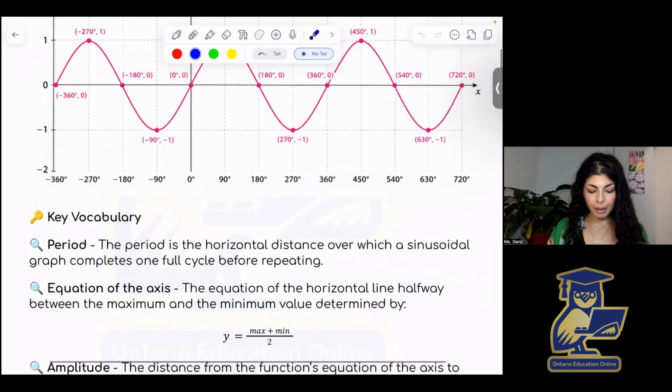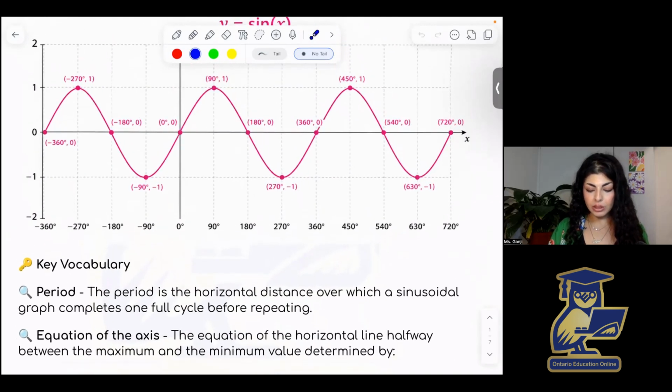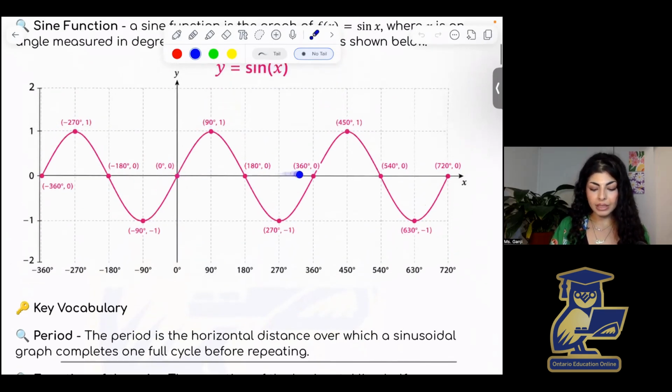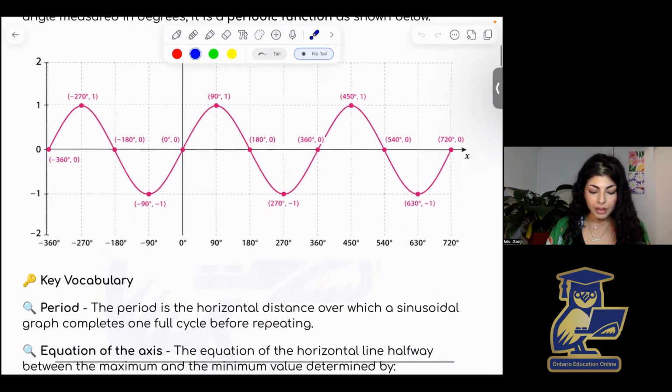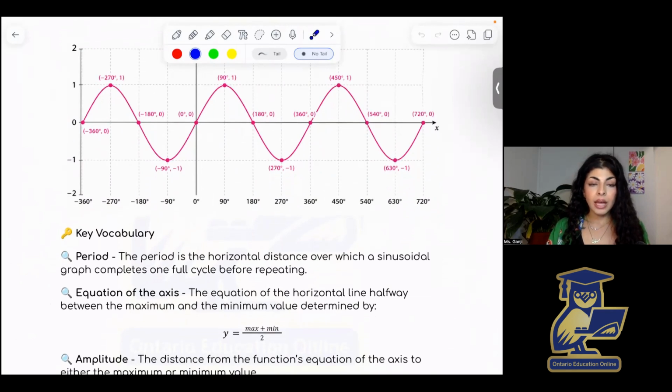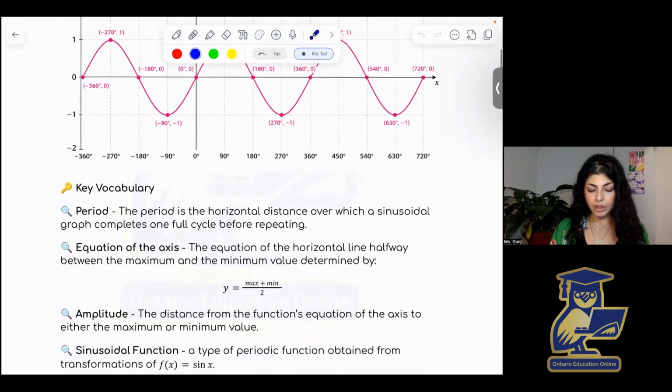And just so you remember, the period is the horizontal distance over which a sinusoidal graph completes one full cycle before repeating. Again, in this graph, this is 360 degrees. And again, this is just the parent function. Later, we're also going to see transformations of the sine function, which will affect the properties that we are going to see as well. Now, another aspect of the sine function is also the equation of the axis.